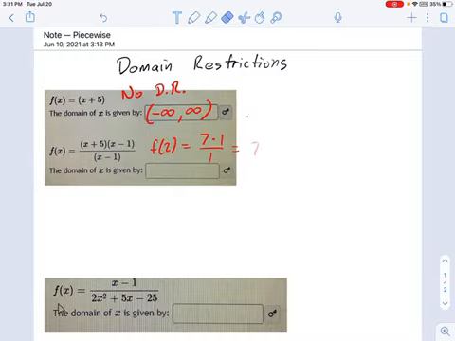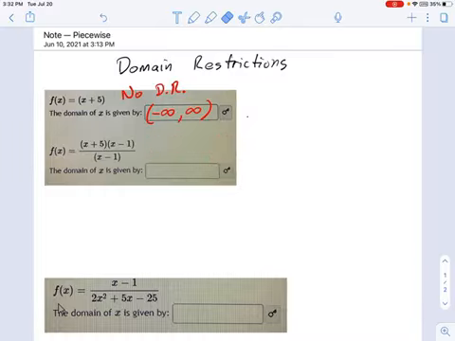But check out what happens at 1. I'm going to try x equals 1 now. F of 1. At f of 1, you get 1 plus 5, that's 6, times 1 minus 1 is 0, divided by 1 minus 1 is 0. So what's 0 divided by 0? Try it on your calculator. It's a big error. We can't do that until we get to calculus.